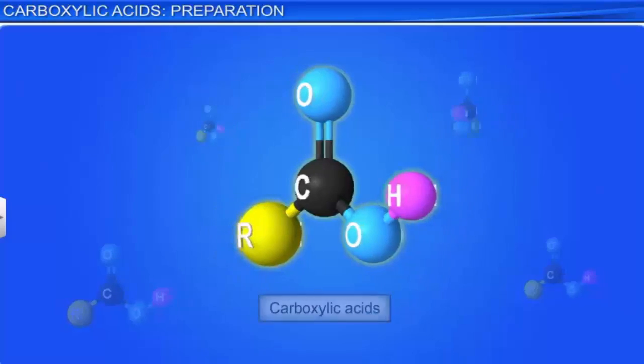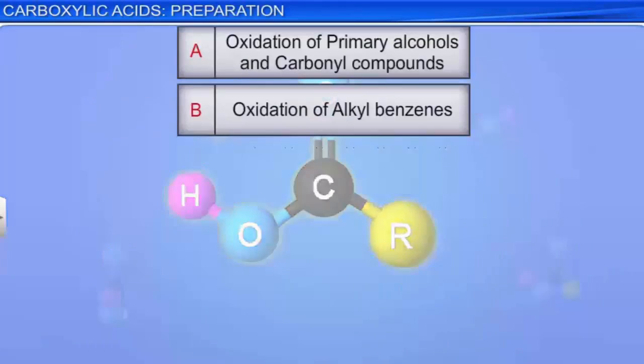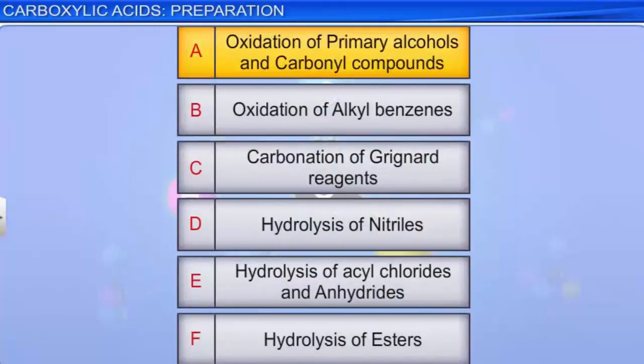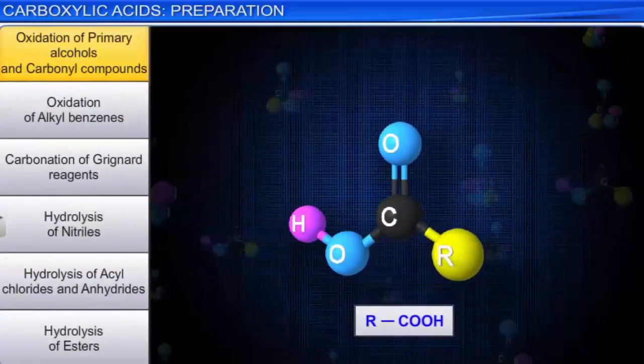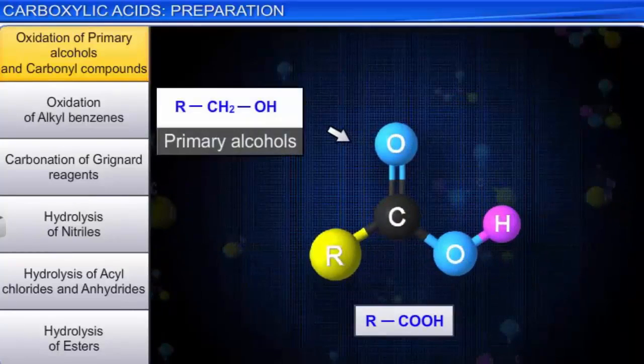Carboxylic acids can be prepared by several different methods: oxidation of primary alcohols and carbonyl compounds, oxidation of alkyl benzenes, carbonation of Grignard reagents, hydrolysis of nitriles, hydrolysis of alkyl chlorides and anhydrides, and hydrolysis of esters. Let us see how carboxylic acids can be prepared from primary alcohols and carbonyl compounds.